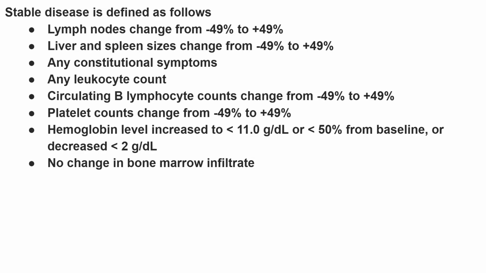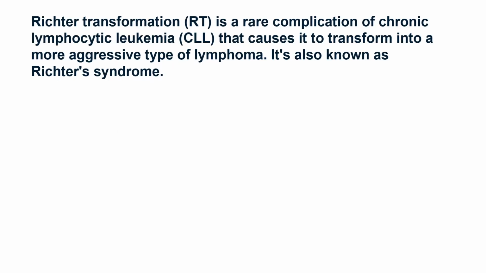Constitutional symptoms are absent. Leukocyte count is slightly abnormal but not very high. Circulating B lymphocyte count changes from minus 49 to plus 49. Platelet counts change from minus 49 to plus 49 compared to the baseline of treatment. Hemoglobin level is increased by 11 to 50% of the baseline, or decreased by 2 grams, and there is no change in the bone marrow infiltrate. Then we say that the disease is stable, not progressing much.